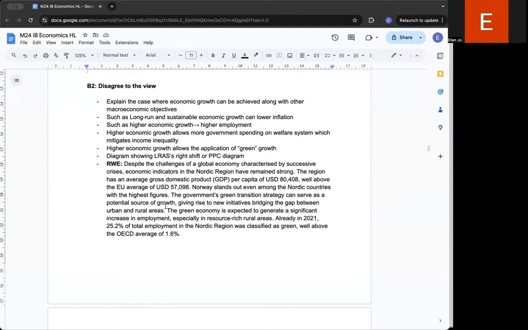outward. Lastly, as a real-world example, you can think of some Northern European countries which are known to be both rich and relatively eco-friendly and relatively more equal. Specifically, I would use Norway, which stands out even among the Nordic countries with its highest GDP figures, and also the government uses a green transition strategy to satisfy two different goals at the same time. You can check the rest of the details to resonate the idea.